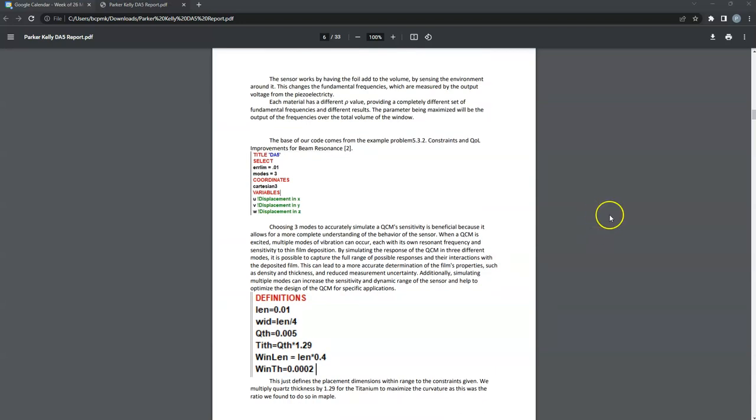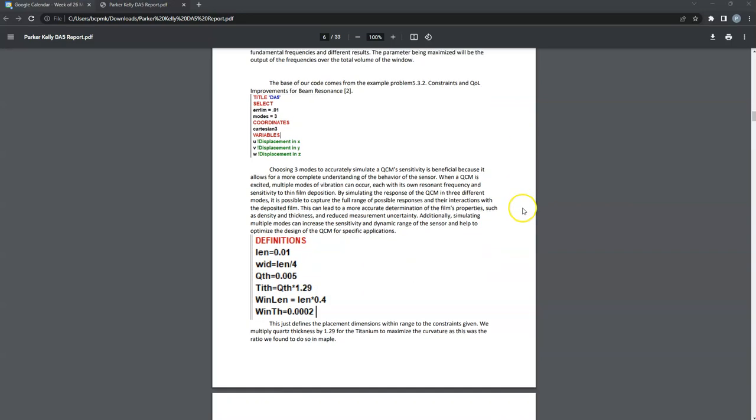Here are some parts of our code that shows where we added variables and what we used. All of our code is based off of the example problem of 5.32 constraints and QOL improvements for beam resonance.